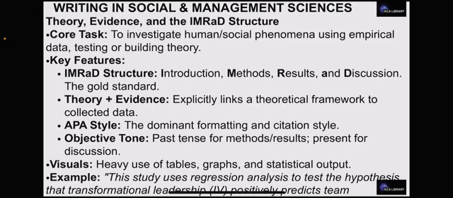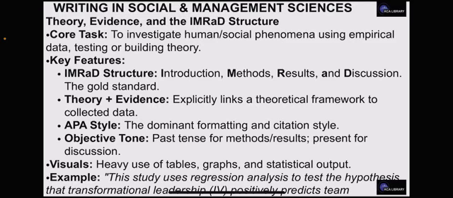One of the key features of writing in social and management science is, one, we have the IMRaD structure, in the sense that introduction, methods, results, and discussion, which is the gold standard. It is always in that structure. Also, another feature is that it is theory plus evidence. It is theory driven as well. It explicitly links a theoretical framework to collected data. And the APA style, which is the dominant formatting and citation style for this.